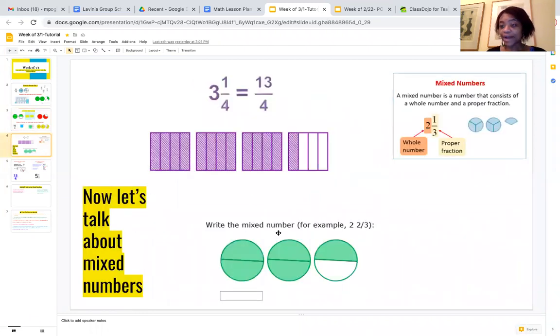Now let's talk about mixed numbers. For many, many students, mixed numbers are going to be a new concept, a new idea. A mixed number is a number that is made up of both a whole number and a proper fraction. So a whole number and then a part of a fraction, or a whole number and then some extra.